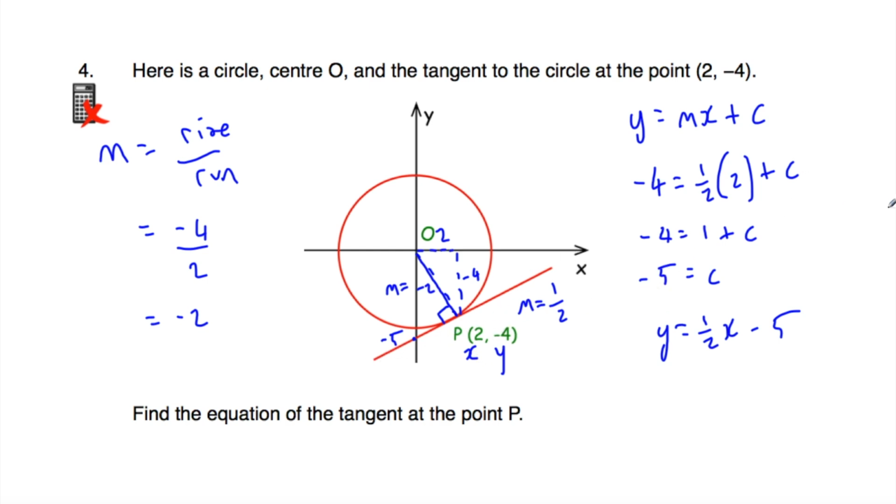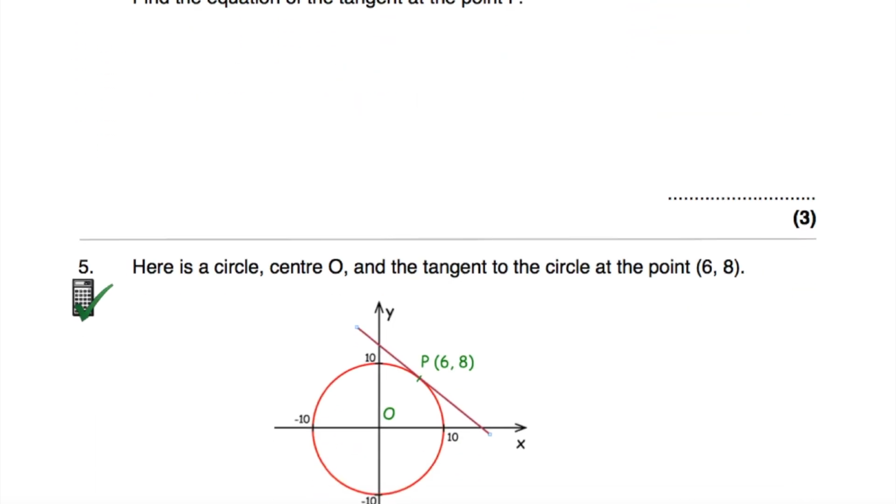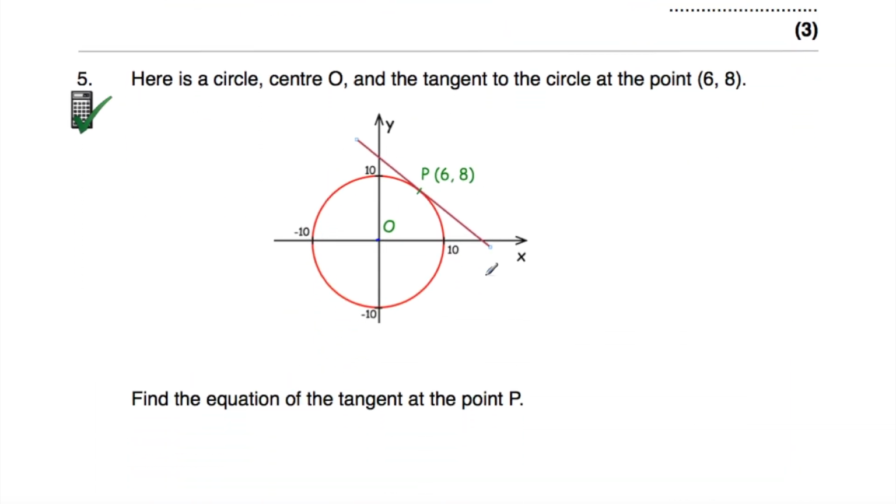We've done that. Fantastic. Okay, let's look at our next question, question number 5. So question number 5 says, here's a circle and it's got center O, the origin, so it's the point 0,0. And it says there's a tangent to the circle at the point 6,8. And we've been asked to find the equation of that tangent. Okay, so to do that, I'm going to first of all find the gradient of the radius, then find the gradient of the tangent, and then the equation of the tangent. So let's start off with that radius.